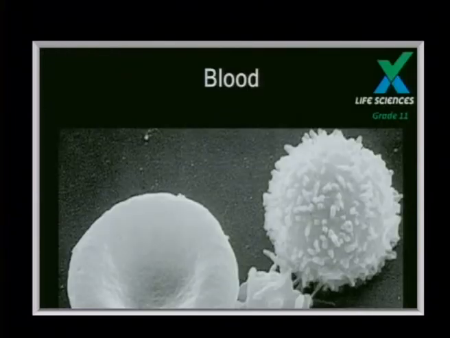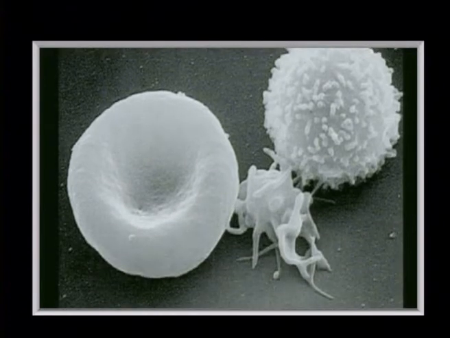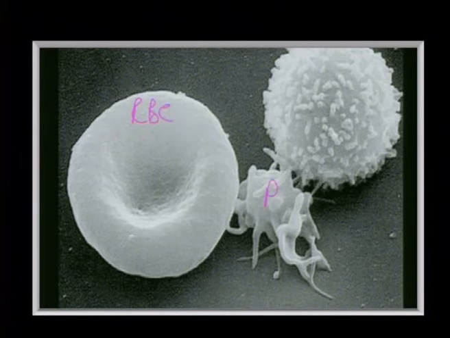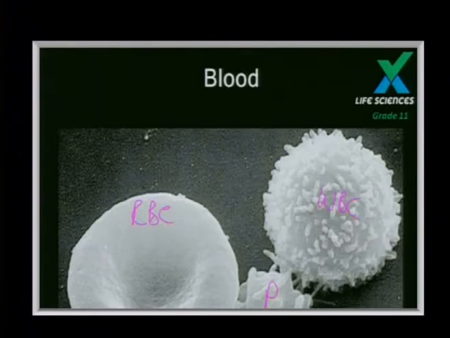So here's another slide. This that looks like a donut is your red blood cell or your red blood corpuscle. Those would be your platelets or your thrombocytes, and your white blood corpuscles or leukocytes. Leukocytes, erythrocytes, and then your platelets.